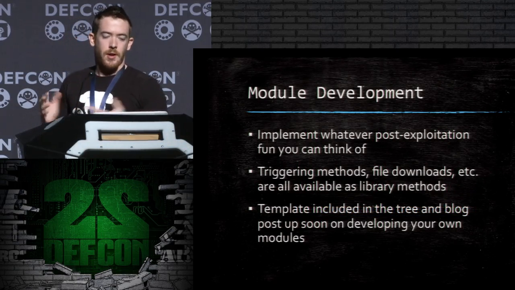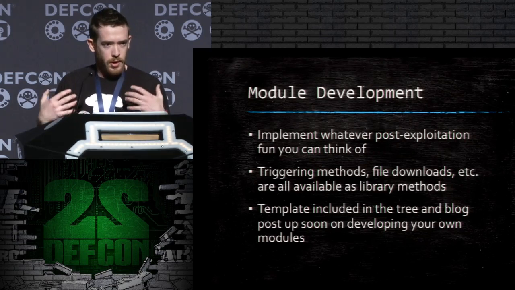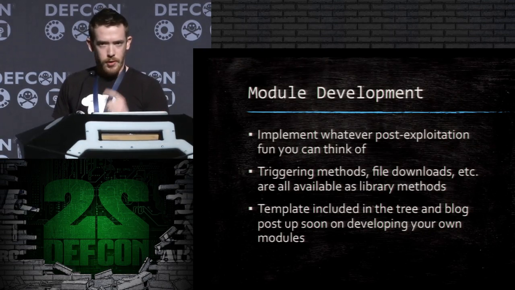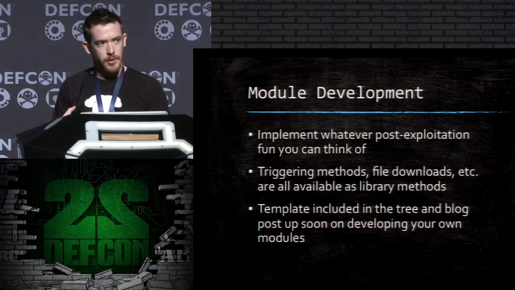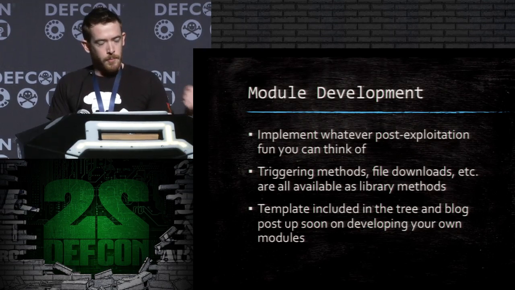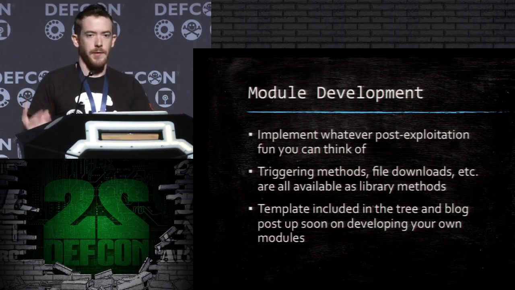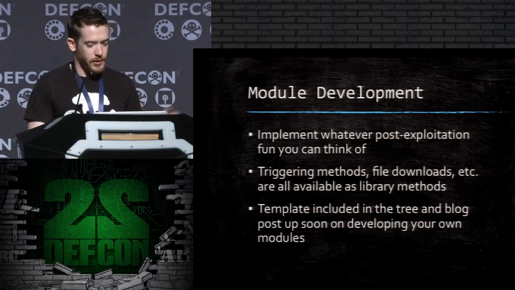For module development, I want you to be able to implement whatever post-exploitation fun you can think of. All the triggering methods, the file downloads, the SMB and HTTP servers and everything are all available as library methods. You don't have to configure them, you don't have to remember syntax. There's a template, a payload, or a module template included in the tree. We're going to have a blog post up in the next month or two on how to actually develop these, if you're interested. If you do, please send a pull request.